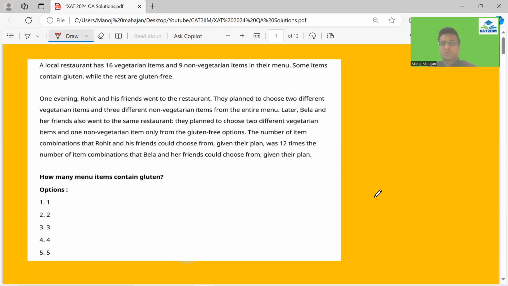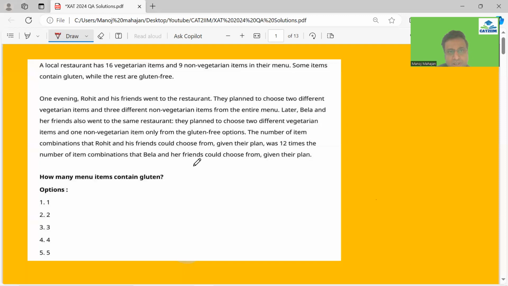As the XAT 2024 is over and the XAT authority has released the XAT question paper, we are discussing a few questions out here. So let's check out what are the correct answers to some of the questions. If you look at the first question on the screen, it's an interesting question. It's a use of basic permutation combination as well.